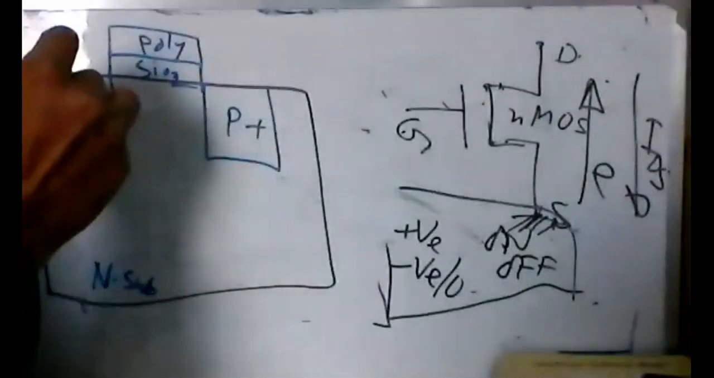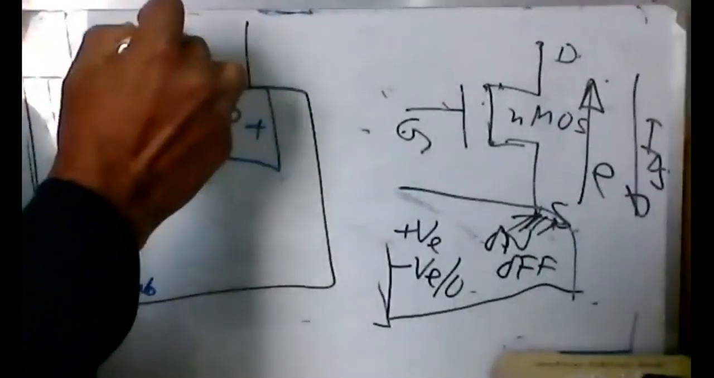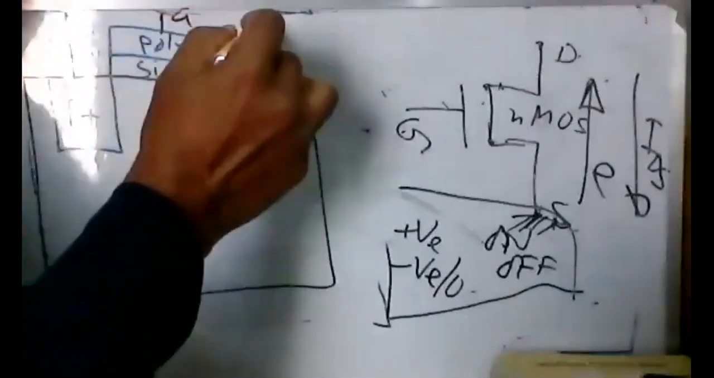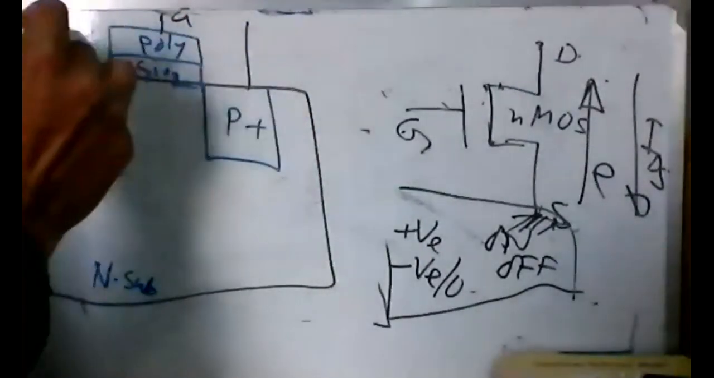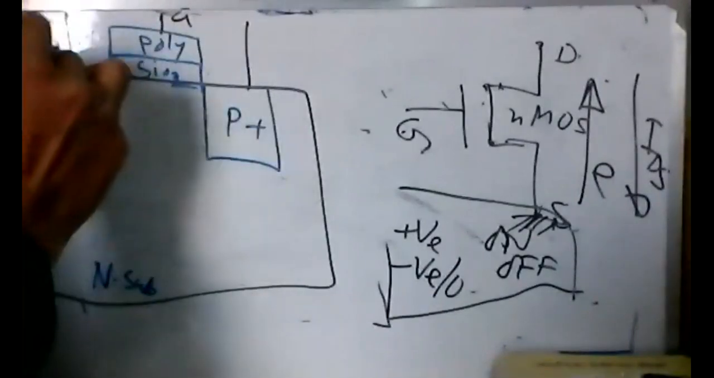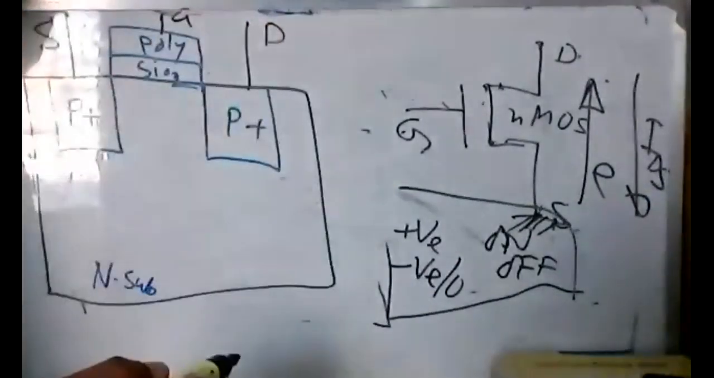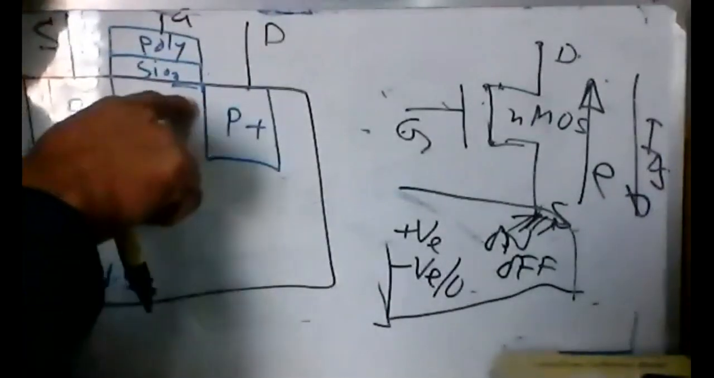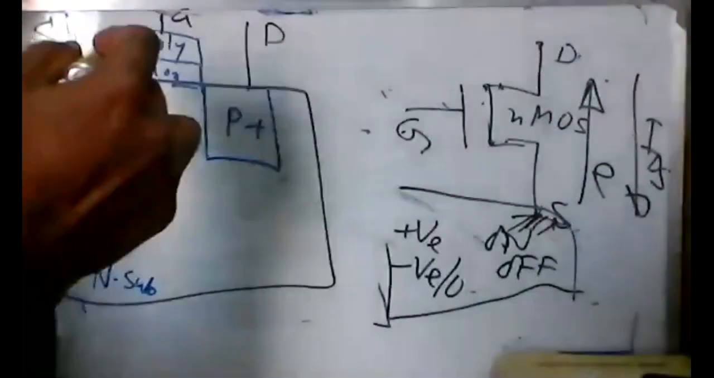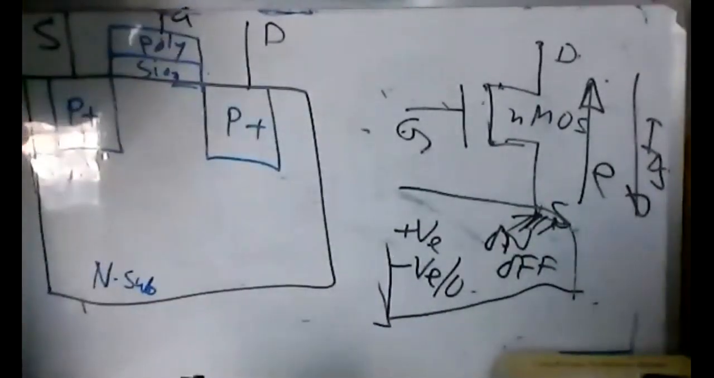And if so, then what happened to this? This is the gate. We don't know which one is source or drain. Now let's say this is a source and this is the drain again. So now first we need to generate the channel. So how can we generate the channel? What kind of voltage should we apply at the gate?